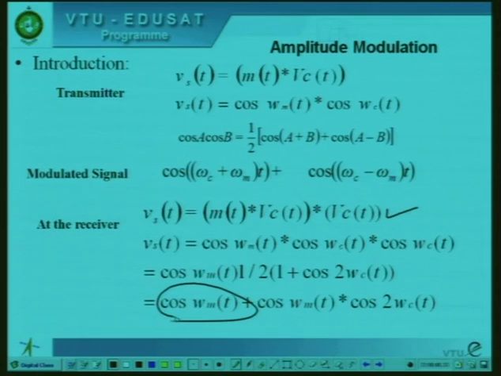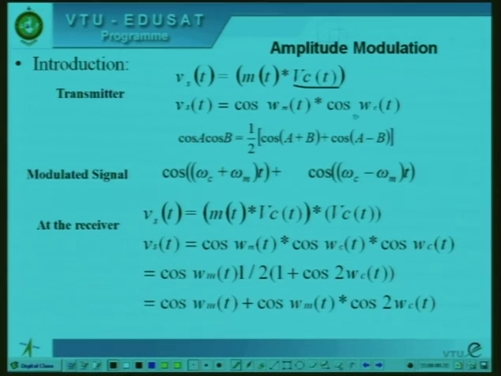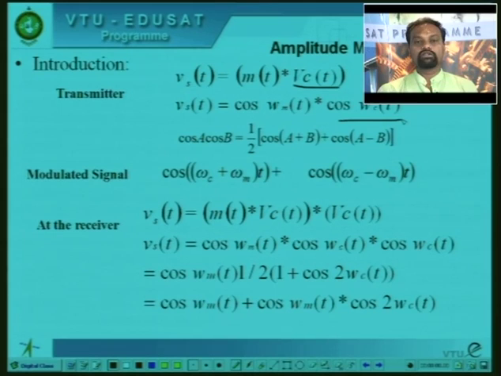Now let us understand the limitations of this multiplication process. At the transmitter we use a carrier Vc of t, which is used for multiplication, and it is represented by cos of omega ct.